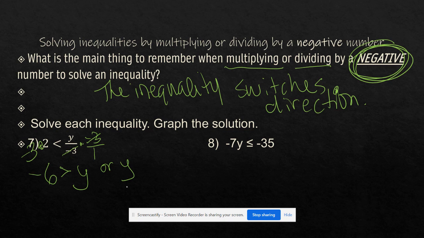Again, you can switch this around so that the y is on the left. Just make sure that the inequality is opening up to that -6. Graphing our solution, we have an open circle at -6. Less than is left, so we're shading to the left for less than, which is towards negative infinity.